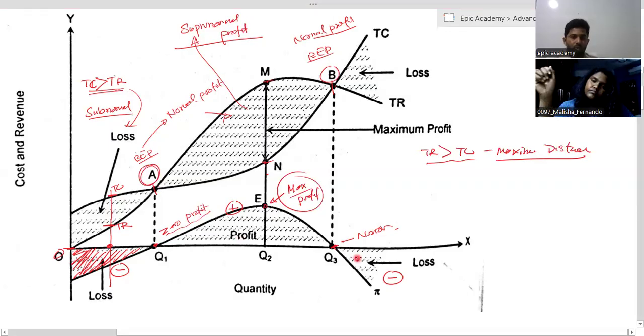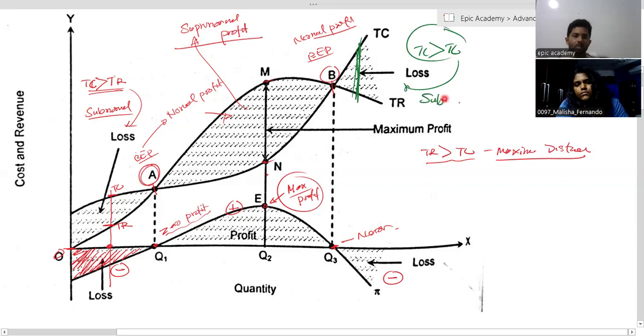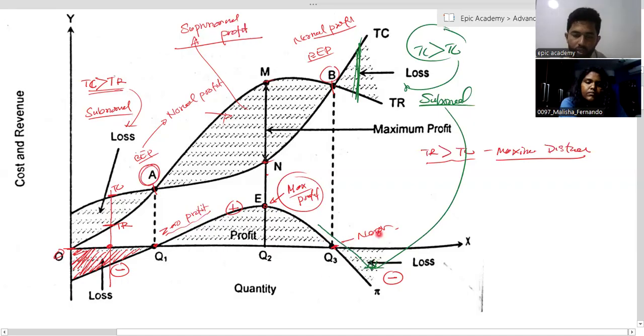And again, in this area, what happened? TC takes a greater value than the TR. Yeah. So then again, losses are there. I mean, subnormal profit is there. That is why the profit curve gets into this area. We call it subnormal profit. So that is what happened. Okay. I think you got the idea related to this, isn't it? Yes. Do you have any problem related to this?